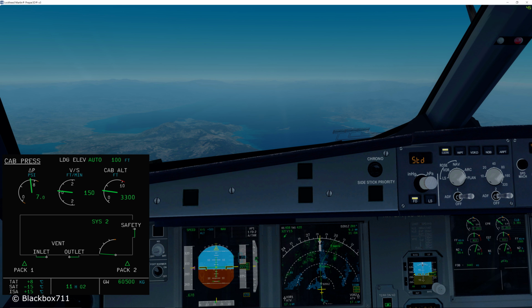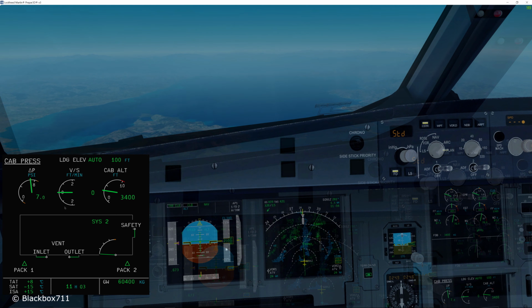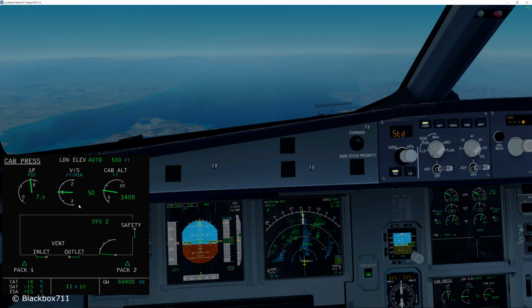Here the aircraft is just about to level off at level 230. And shortly after the level off, you'll see the vertical speed of the cabin become a 0. And of course, as soon as the aircraft starts a new climb, the cabin vertical speed will also increase again.